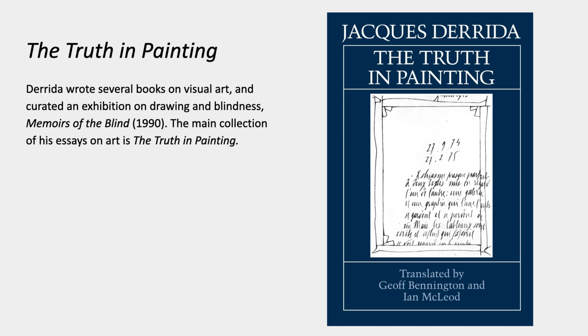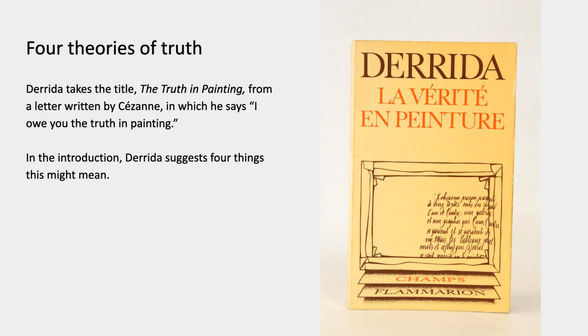This is the book. It's the principal collection of his essays on art, although he also wrote a book on drawing and a number of essays on photography and other subjects. Derrida takes his title, this book, from a letter that Cézanne wrote, in which Cézanne says, "I owe you the truth in painting." It's a funny thing to say. I mean, you could interpret it in a really simple way. Maybe he's just saying, I promised you a good painting. I'll send you a good painting, something like that.